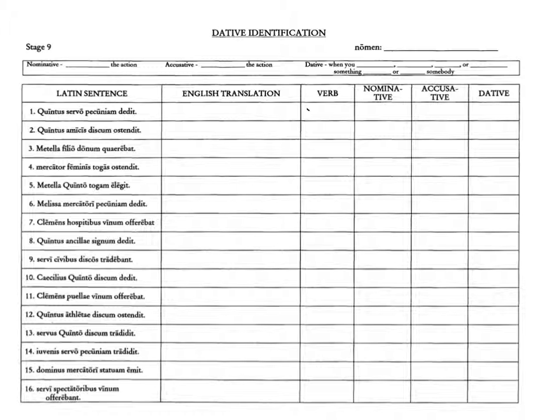For number six, Melissa gave the merchant money. So debited is the verb, Melissa is the nominative, pecuniam is the accusative, and mercatori is the dative. Number seven, Clemens was offering the guests wine. So afferabat is the verb, Clemens is the nominative, venum is the accusative, hospitabus is the dative.